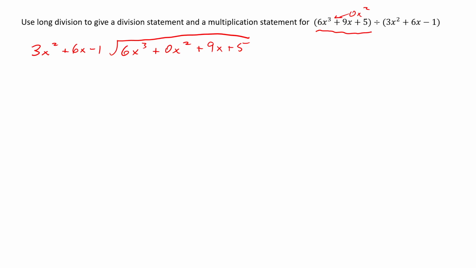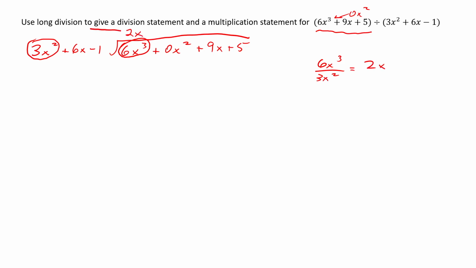Now, the process here is as follows. I'm only going to look at the first term of my dividend and my divisor at first. So I'm going to look only at the 6x cubed and only at the 3x squared, and I'm going to divide. 6x cubed divided by 3x squared is equal to 2x. For now, I'm not going to think about the restrictions. Now I put that up here, 2x.